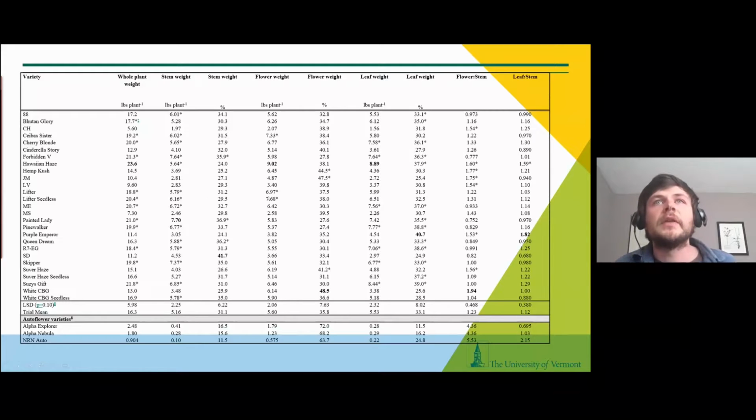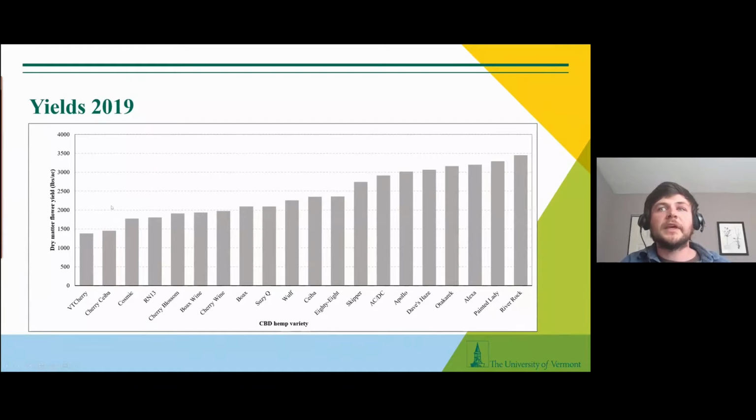And I'm trying to think of the flower material as well. But for the most part, they were fairly similar, comparable. The plants visually were a good bit larger, which I just thought was interesting as well. And then, again, going over some of these different yields.